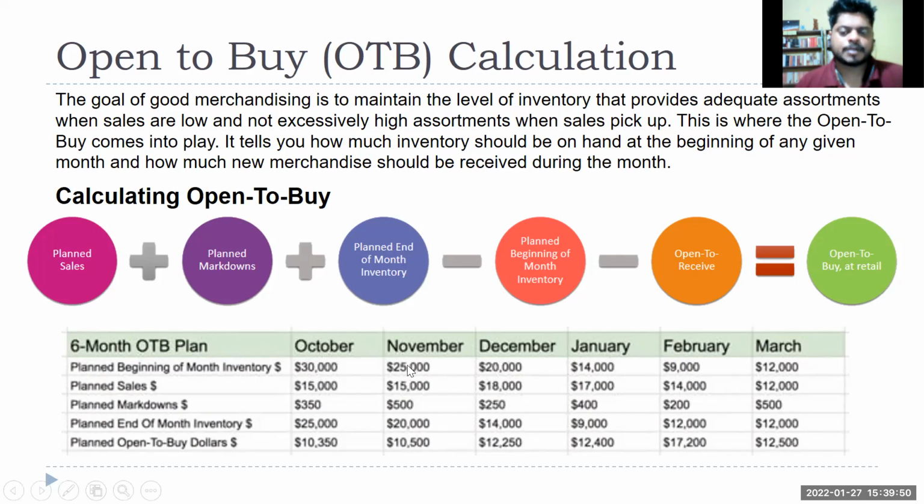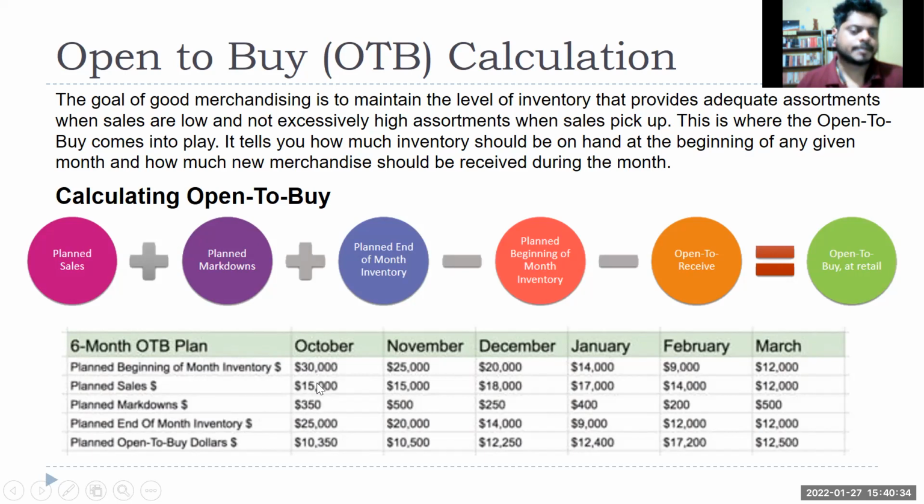So let's say I am to plan for these 6 months, October to March. Planned beginning of month inventory is $30,000. I am planning sales of 15,000 in the next month. Markdown is $350. That means for certain inventory, not all inventory, I'll reduce the price by $350, certain inventory which I think nobody will buy after a few months, let's say winter clothes or winter jackets. Then planned end of month inventory, that is on October end. So this is October beginning, this is October end, $25,000. Then what will be my planned open to buy dollars, right?